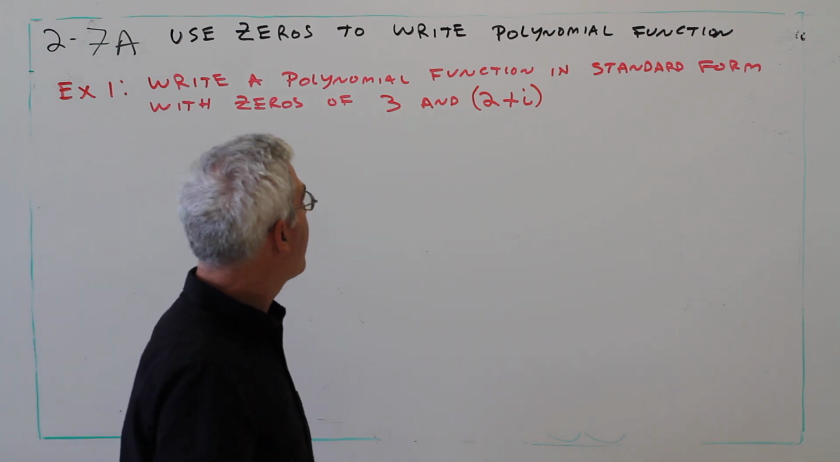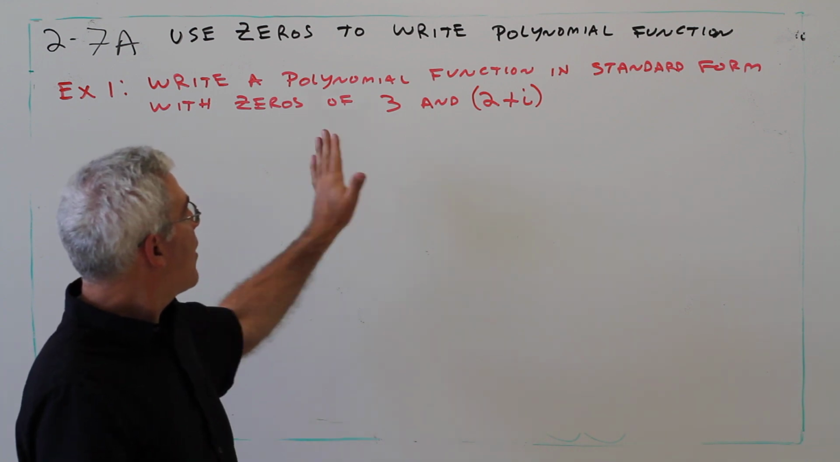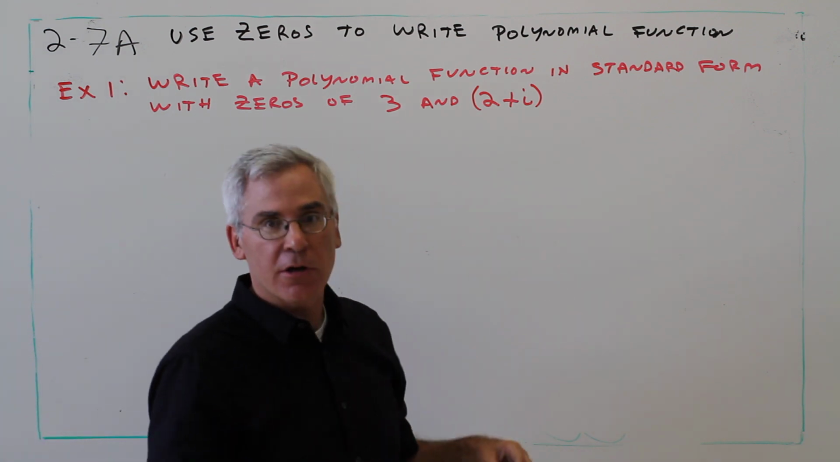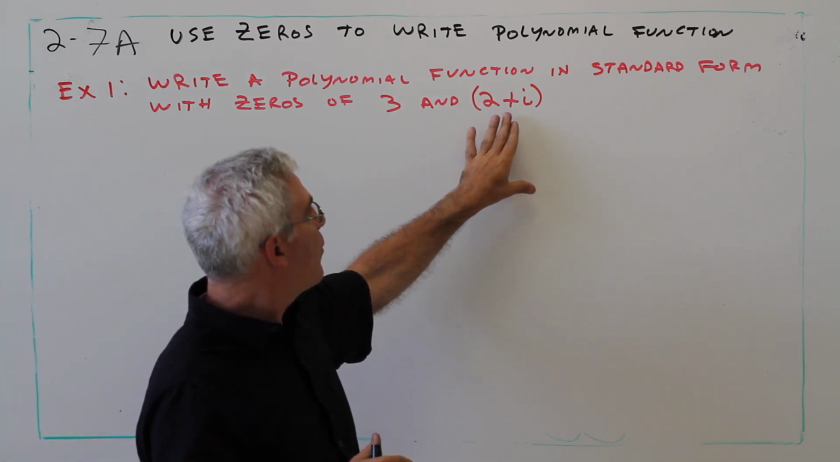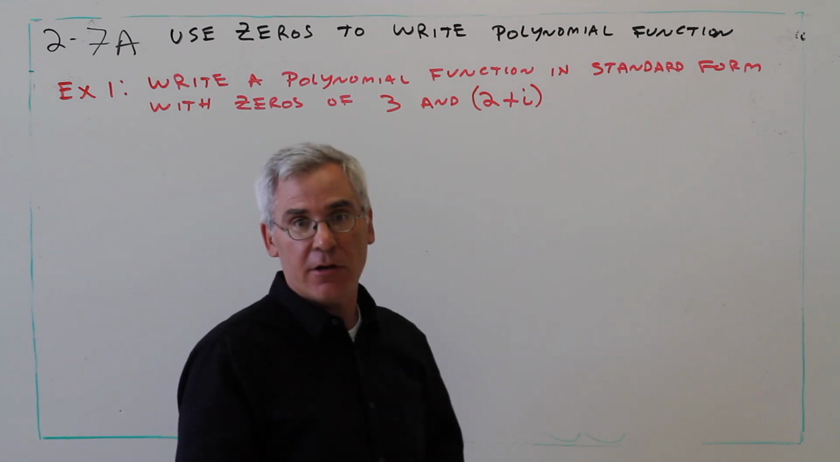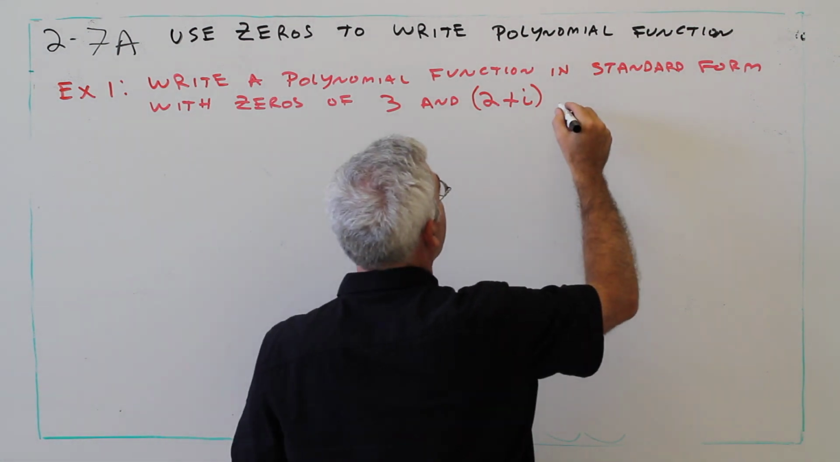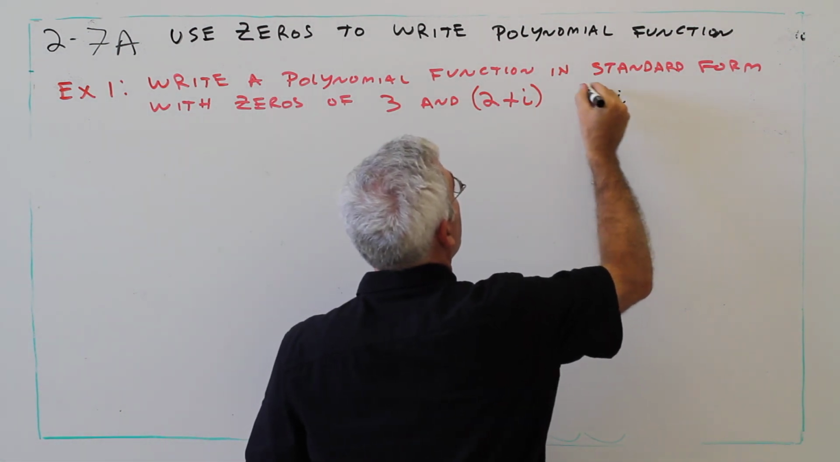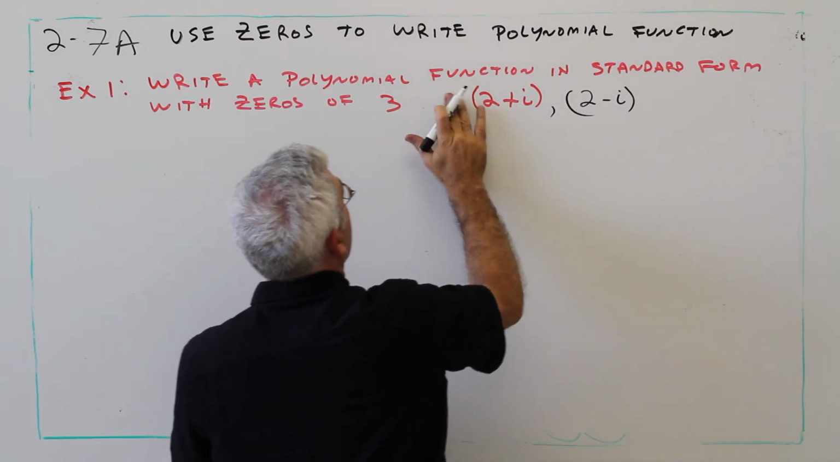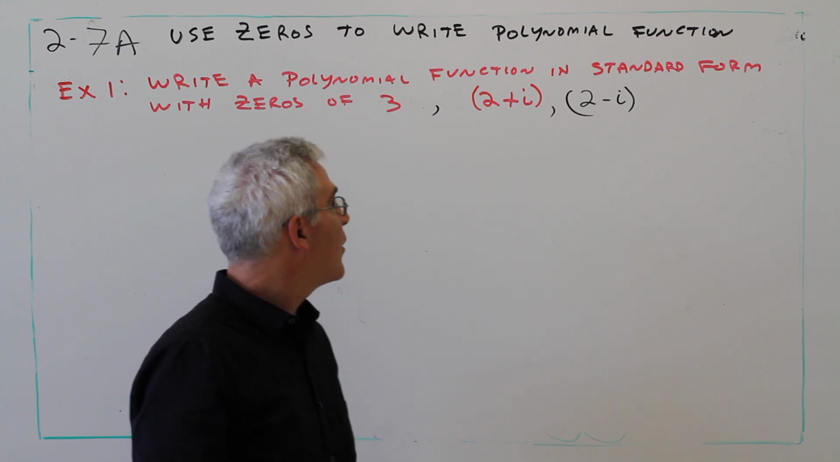First thing to remember is the complex conjugates theorem. It states if any polynomial function has one zero which is non-real, it also has the conjugate as well, which will be a zero. So the complex conjugate is 2 minus i. So I know I've got these three zeros.